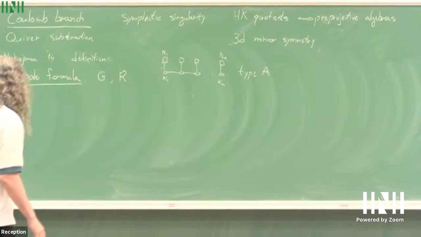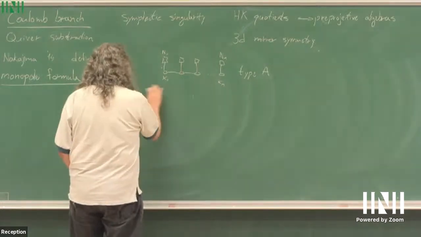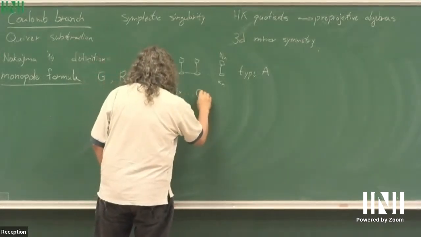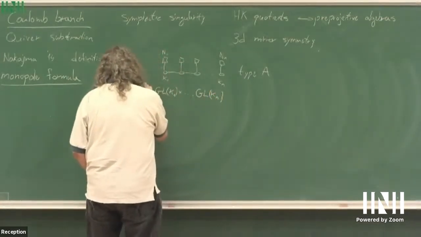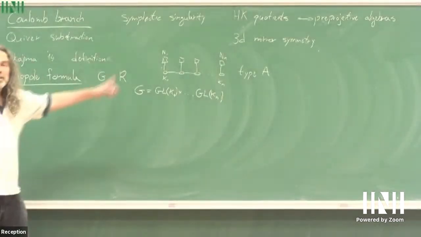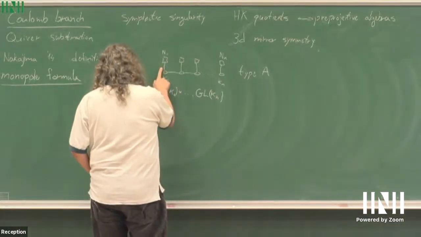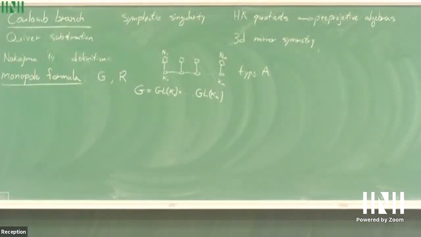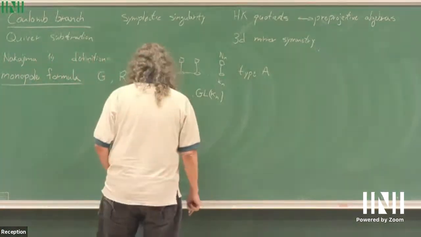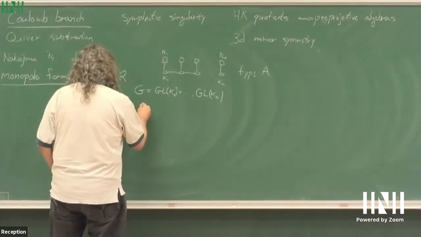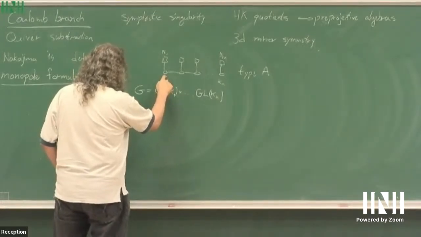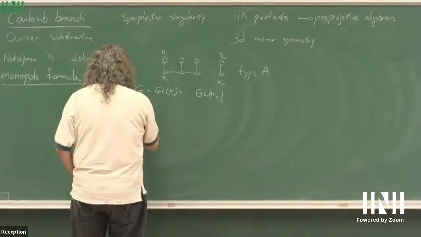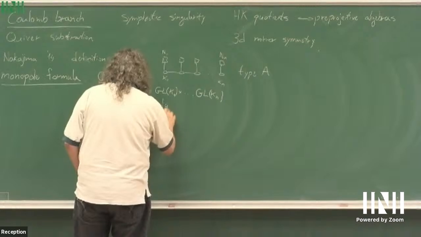So those groups we will take them to be GL K1 up to GL Kn. This is going to be G by the edges. R will be, let me put them like that. So I'm going to associate the vector space with edge. Going to use it.